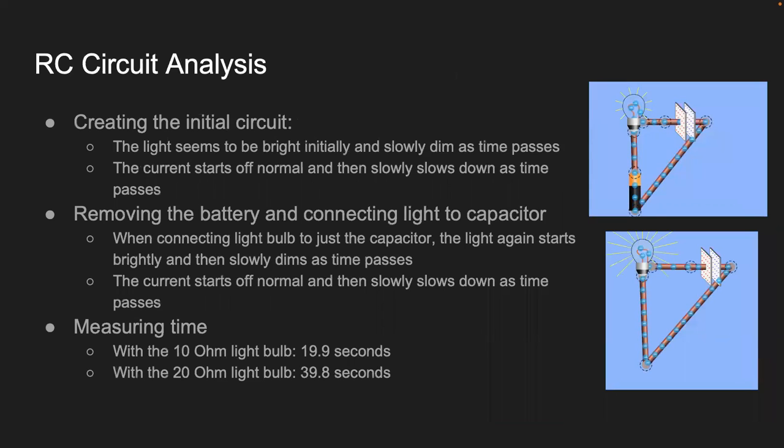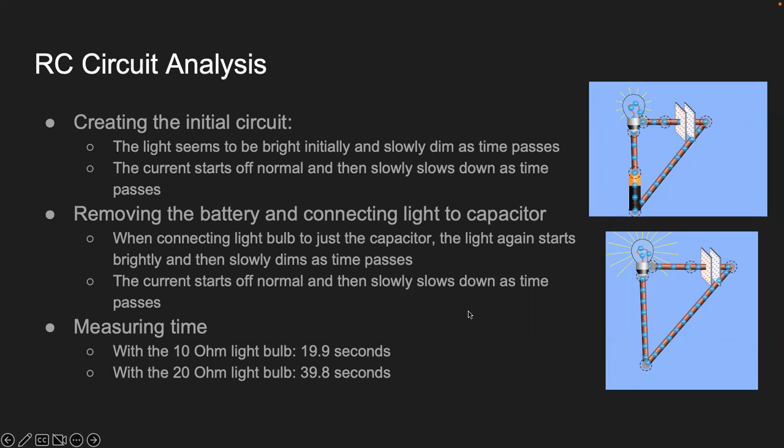Now moving on to the RC circuit analysis section, we created this initial circuit, and we observed that the light seems to be bright initially and slowly dims as time passes. The current also starts off normal and then slowly slows down as time passes. After removing the circuit and connecting the light to the capacitor, we note that the light again starts brightly and slowly dims as time passes, and the current also starts off normally and then slowly slows down.